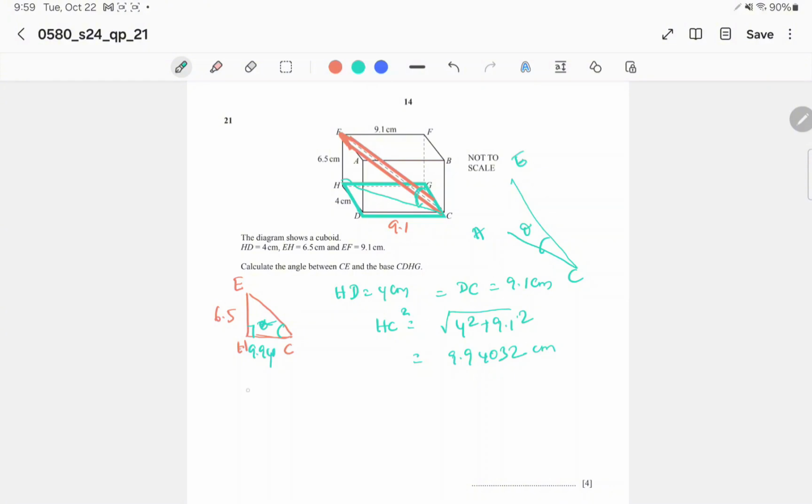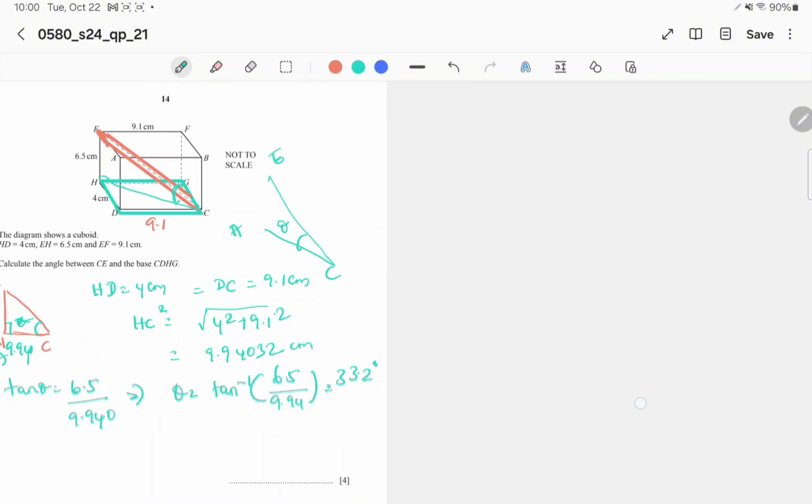How will you calculate? We are using these two, so tan theta we can use. Opposite and adjacent are given. So 6.5 by 9.940, opposite and adjacent are given. So theta is equal to tan inverse of 6.5 by 9.94, which is equal to 33.2 degrees. This is the answer for this question.